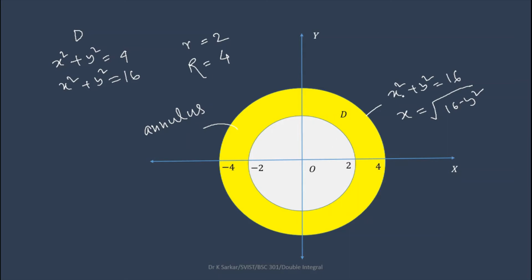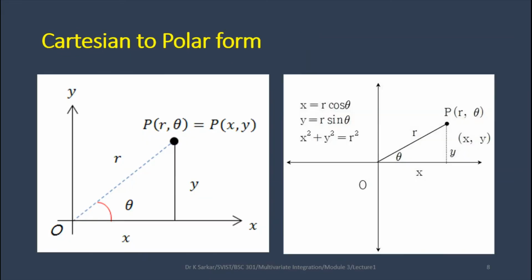Therefore, what we will do, we will transform this Cartesian coordinate system to polar coordinate system, what we have learned in previous video lectures. So here you see the relation between Cartesian and polar coordinate system, x equals r cos theta, y equals r sin theta. The point P, polar coordinates are r theta and Cartesian coordinates are x y. What you have learned in previous video lectures.